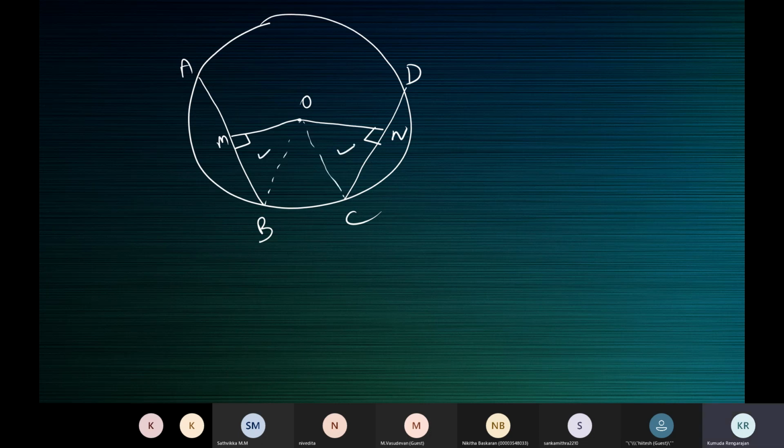So now show that these two triangles are congruent, children. Show that these two triangles are congruent.